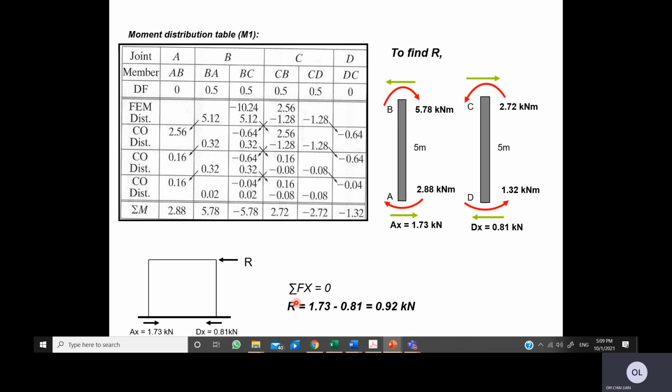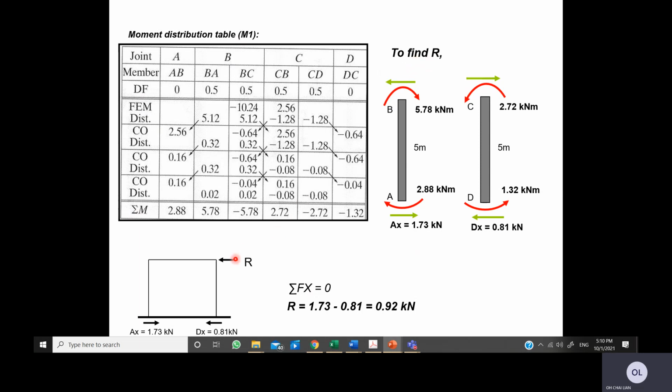So similarly, like your non-sway frame analysis, we put the DF in, put in the fixed moment, carry out the balance and distribute, carry over. Then it ends up with this summation moment, which we term as M1.